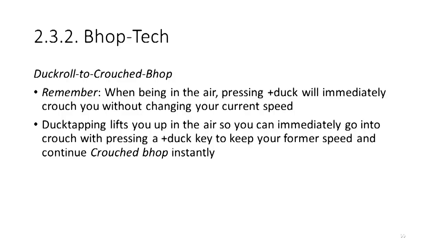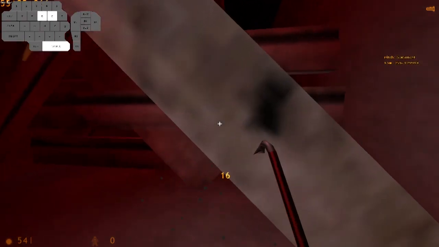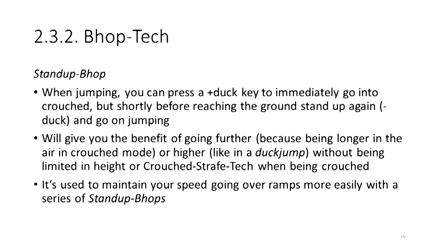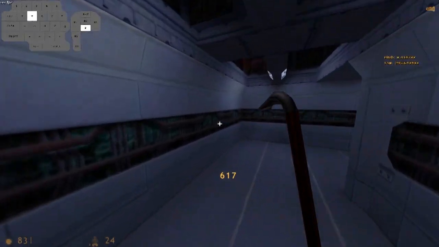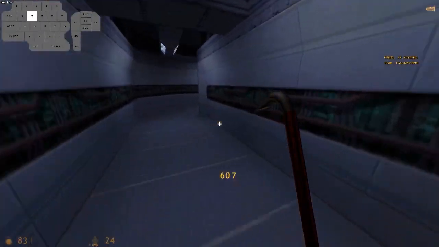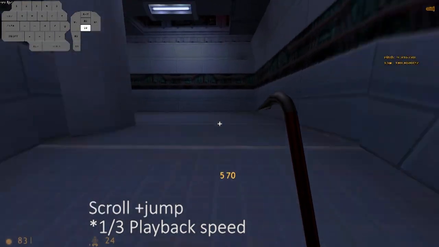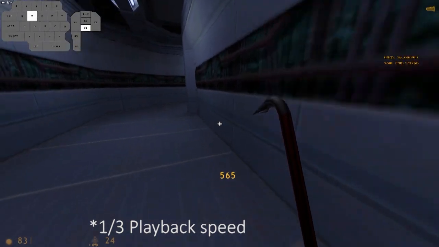Because duck rolling has the potential to lift you up in the air, it can be used to quickly transfer you into a crouched state, conserving the speed you had when running. This is especially useful in tight spaces. When in the air and pressing duck, you can release it again shortly before hitting the ground. This affects that you have a longer time in the air and therefore get farther, but also get back to your standing height to continue normal b-hopping. This is especially used to manage inputs on steep ramps.